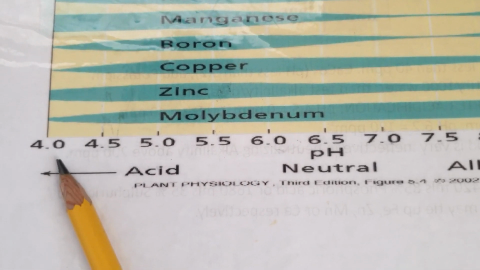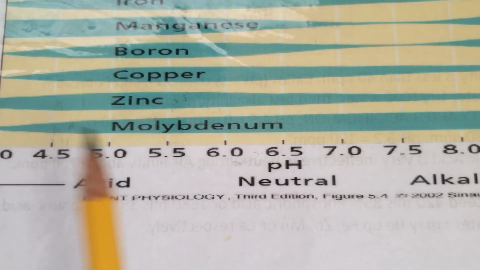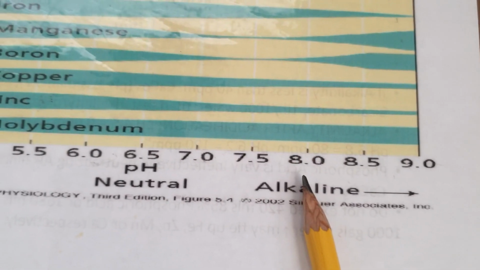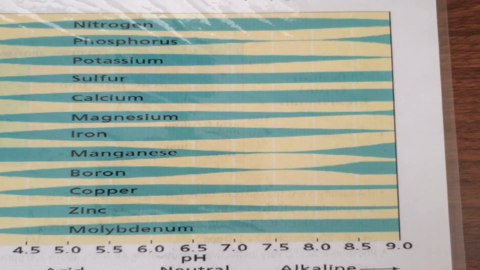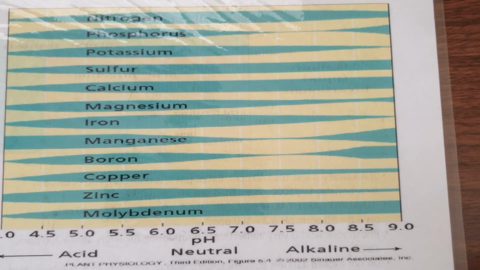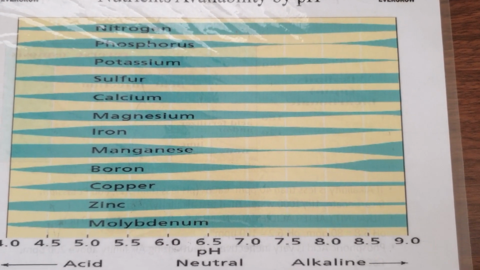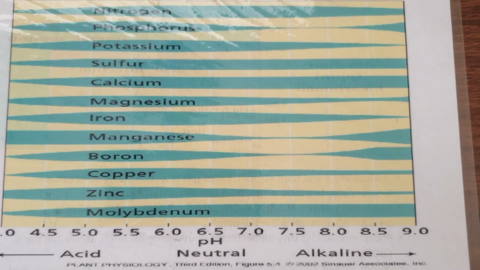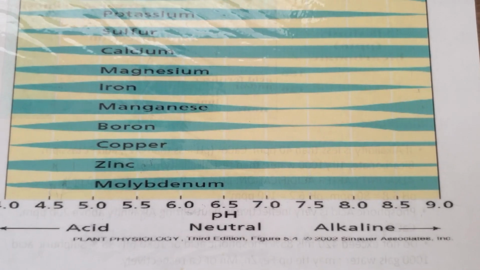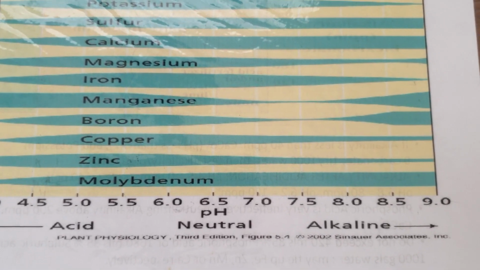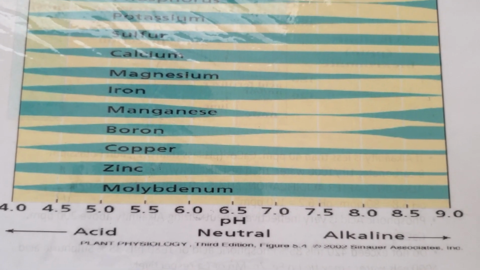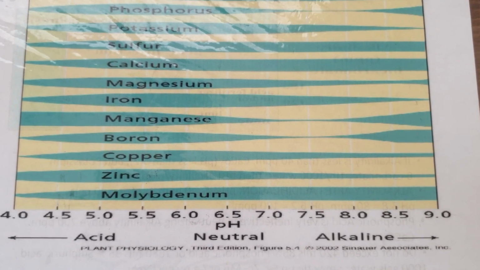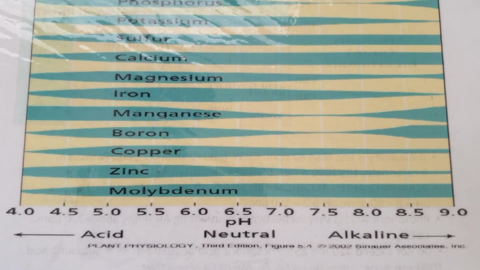So the more you go to the lower number, the more acidic your pH gets. The more you go to the higher number, the more alkaline your pH gets. So this is what the pH scale is all about, and also the nutrient availability within the soil. As I said, you want your range to be between 5.5 and 6.5. If your pH is out of range, your plants will not grow properly because they will not get the required nutrients that they need. So it is always advisable, before you do your farming or your planting, to get the pH of your soil.